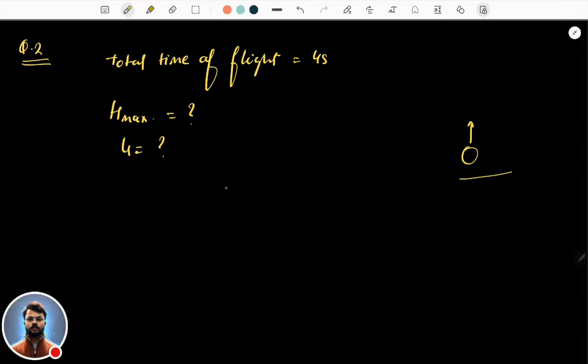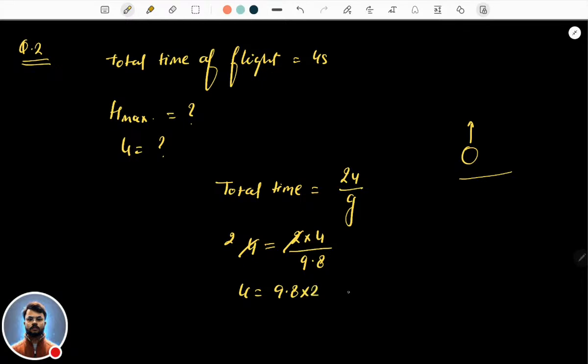So what is the total time? Total time is ta plus td, that is 2u upon g. So as we know, total time, that is 4, is equal to 2 into u, which we have to calculate, upon g, that is 9.8 meters per second squared. Or you can take it 10 if it is mentioned in the question. So cancel 4 by 2 times, and u is equal to 9.8 into 2, that is equal to 19.6 meters per second. All right, so this was the velocity the ball was thrown with.